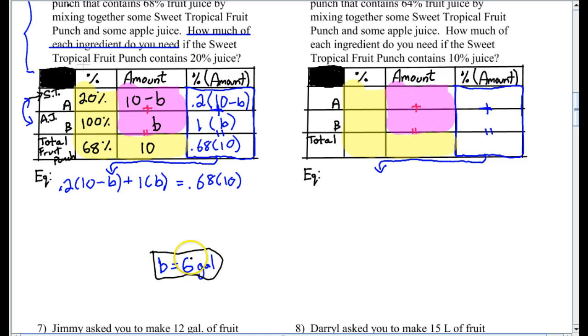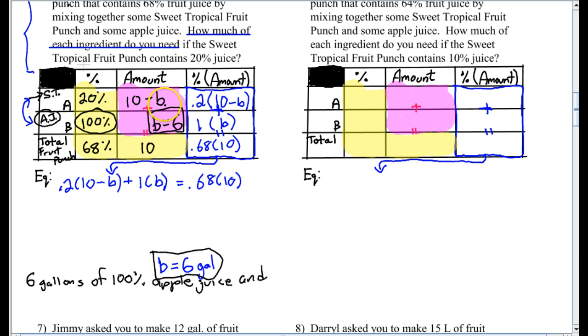Remember, B equals 6, so this B is the same 6. That's what 6 is: 6 gallons of this 100% apple juice. So we start off by writing it out in words: 6 gallons of 100% apple juice. You can write this down if you have room or on the other piece of paper.